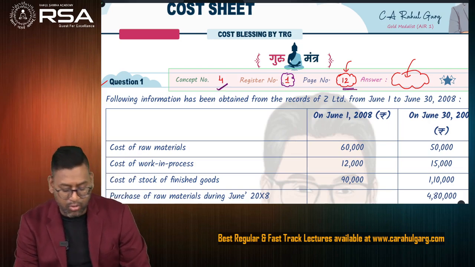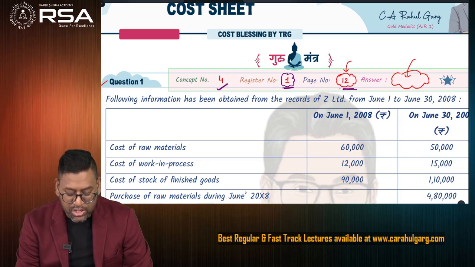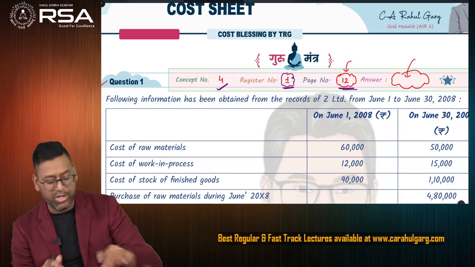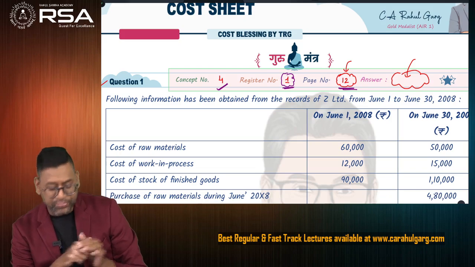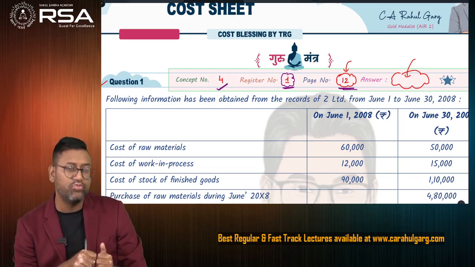So immediately in that particular register, you can straight away open page number 12 to have the answer to this particular question. This is such a trick which I used to do when I was a student.